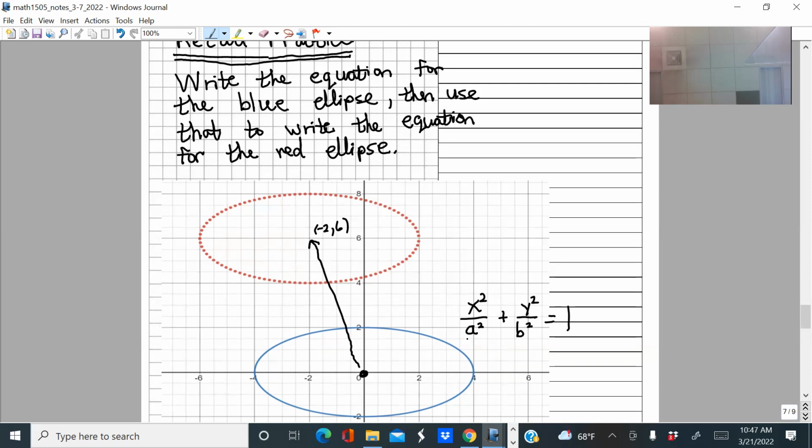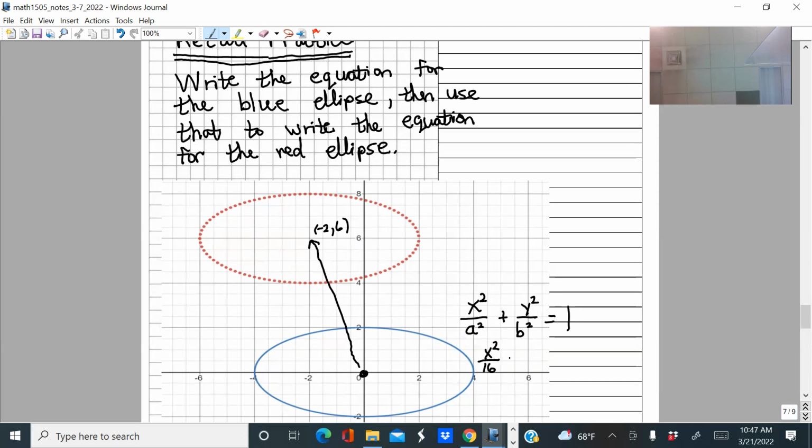4, right? Remember, the a is always going to correspond to one of the intercepts. In this case, it will correspond to the x-intercept because this graph is elongated along the x-axis. So the a value would be 4. So you get x squared over 16, right?